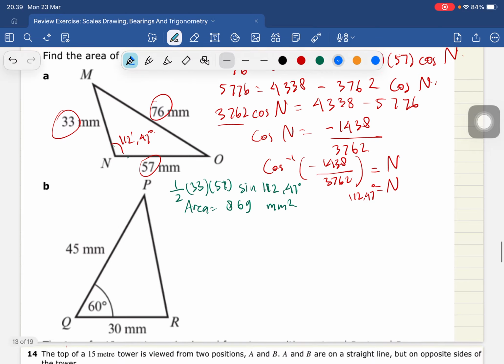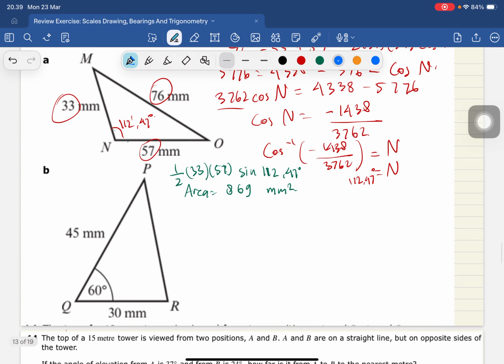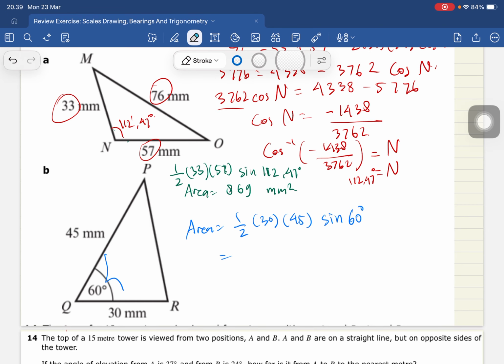Next, this is pretty easy. So we got the angle and the sides between the angle. So let us find the area, which is a half of 30 multiplied by 45. Then we multiply with the sin of 60 degrees. So here is pretty easy.